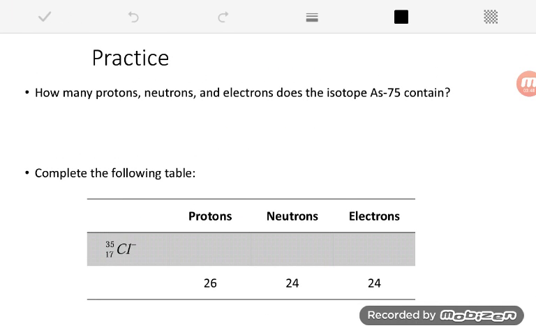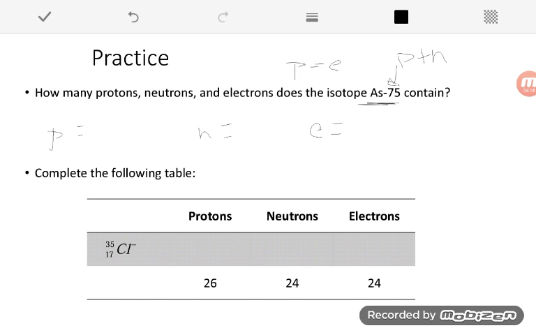So for instance, how many protons, neutrons, and electrons does the arsenic 75 isotope contain? We know that when we see this notation, this right here is protons plus neutrons, and there's no charge on this guy. That means for this particular isotope, if there's no charge, my protons and electrons must be equal. So we want to figure out protons, neutrons, and electrons.